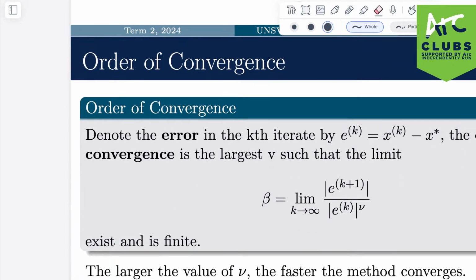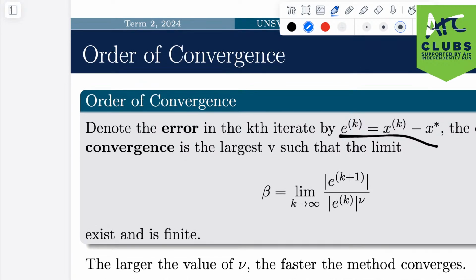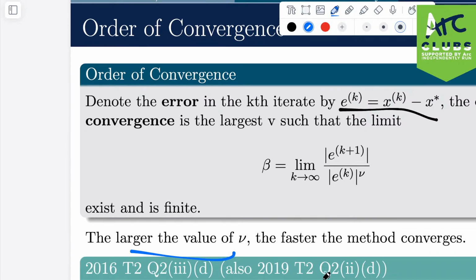Because we are focusing on computational power or computing error in this course, I guess it's possible they ask us something on the order of convergence. Basically, every time we do an iteration, we will have an error, right? And the order of convergence is the largest nu such that the limit exists and is finite. Hopefully, they will not ask us to find the nu ourselves. Hopefully, it will just be something given. But we know that the larger the value of nu, the faster the method will converge.